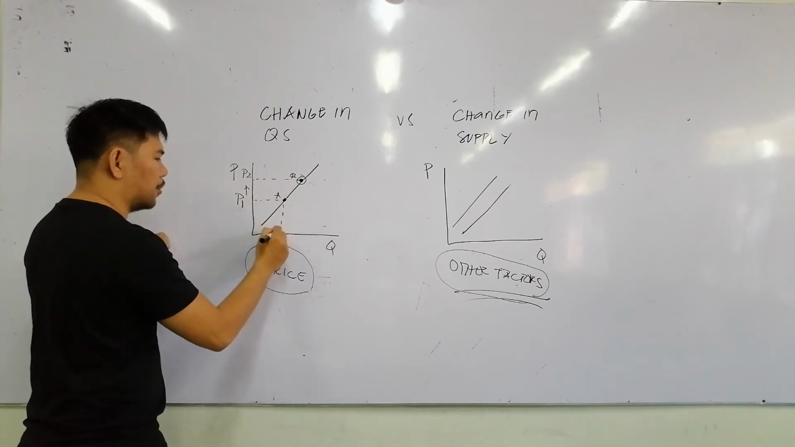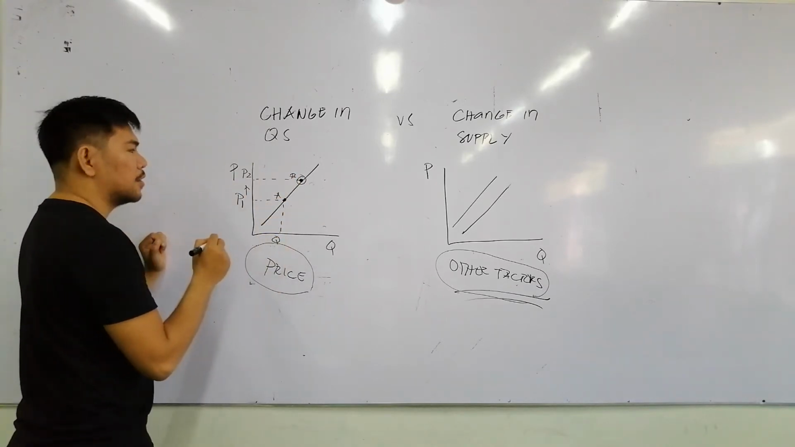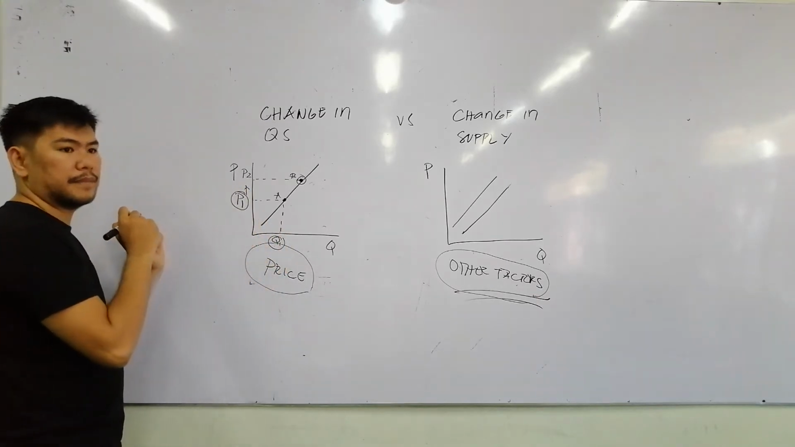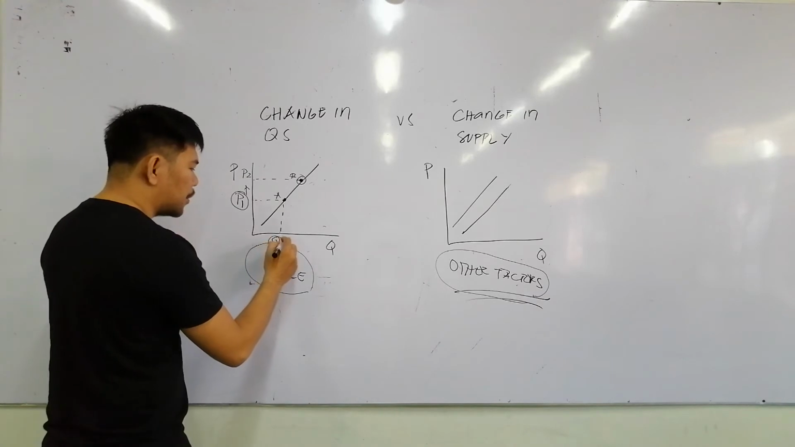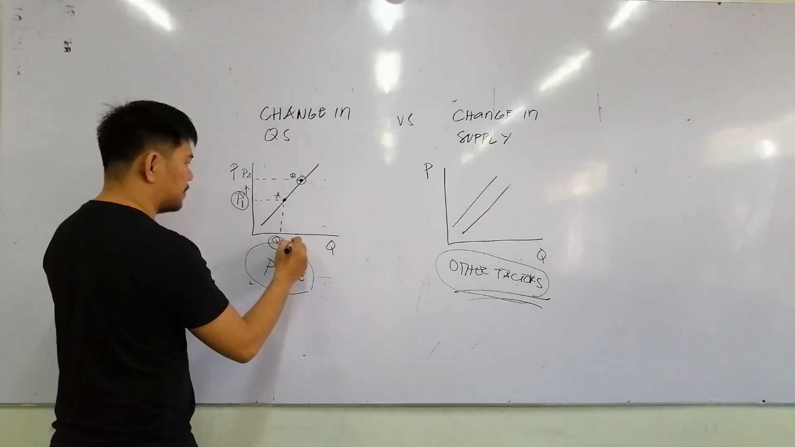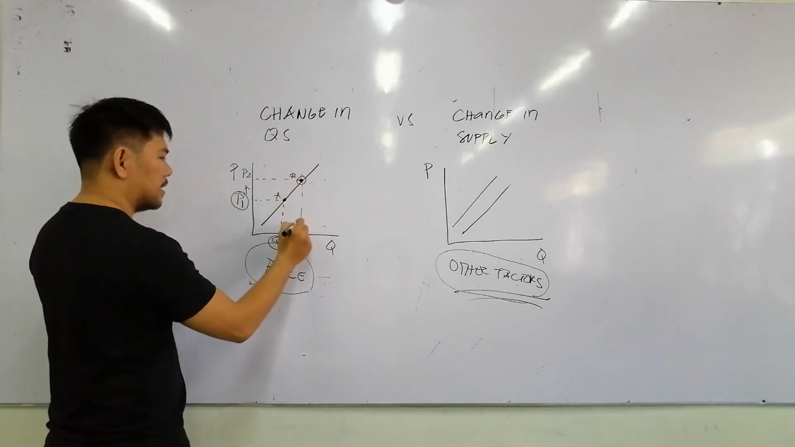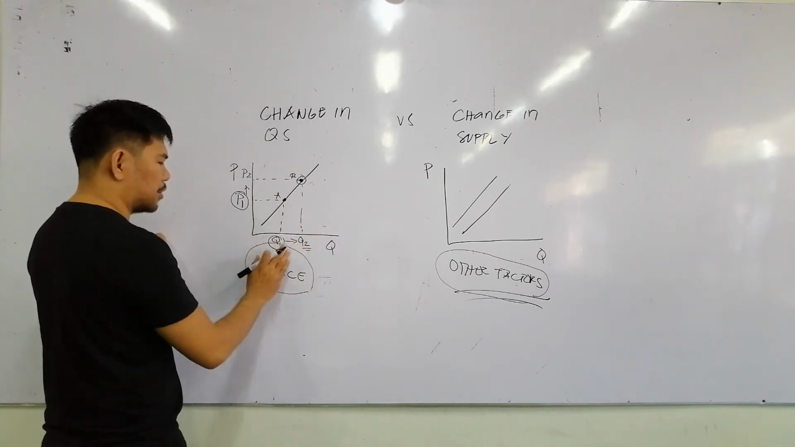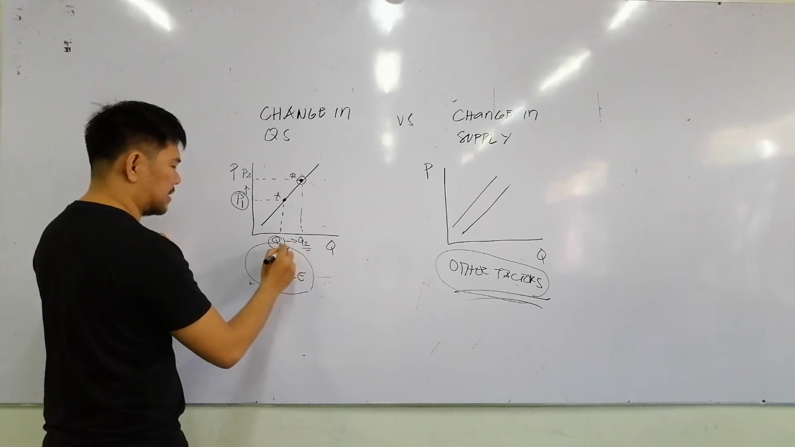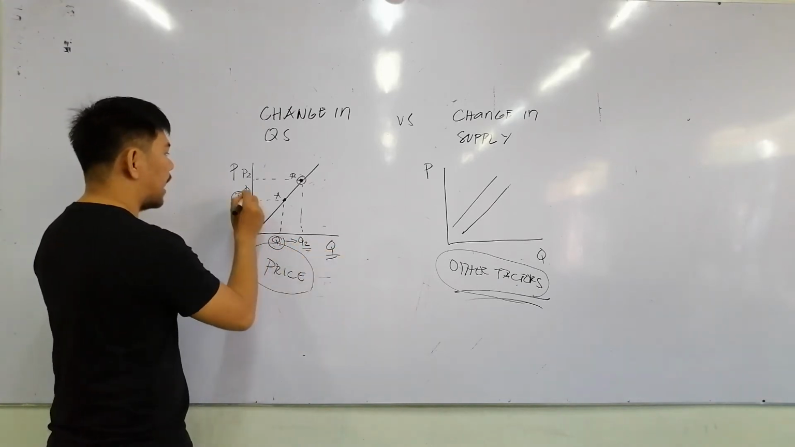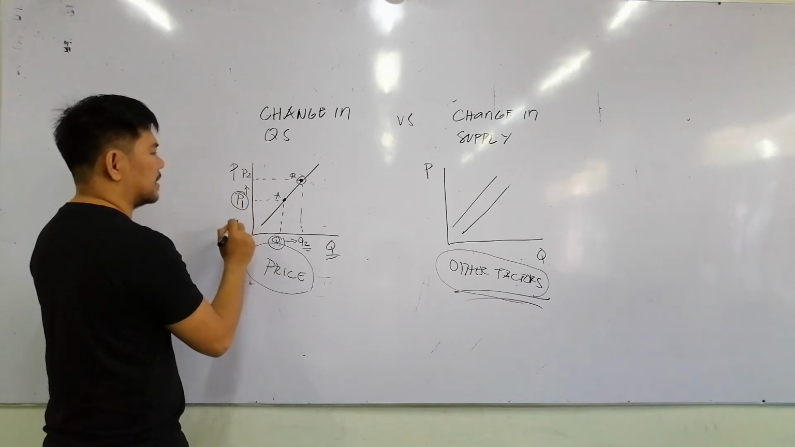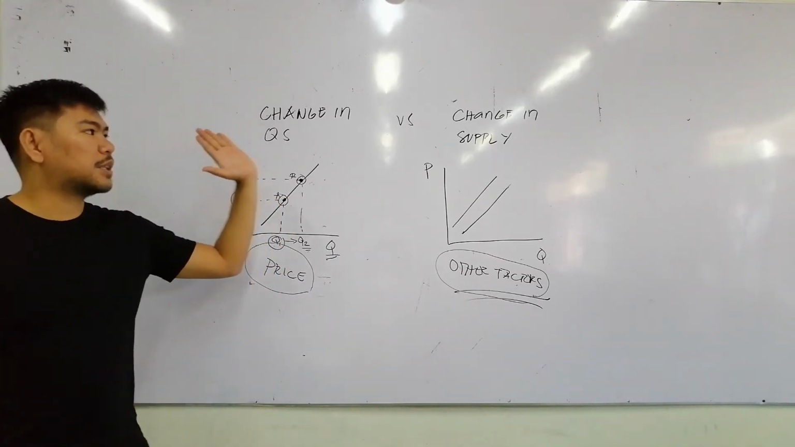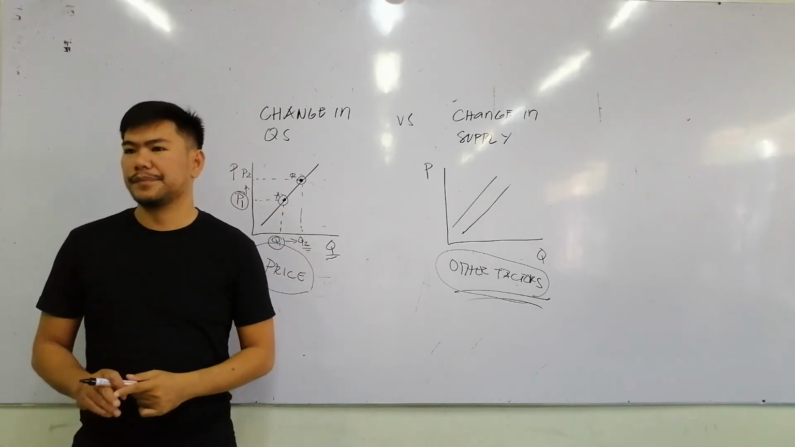The same with your Q. This is your Q1. This is your original quantity when the price is at P1. Now, your quantity increases as price increases. Let's denote this as Q2. So it goes to the right here, meaning it increases. Your Q increases as your price increases. See? Right. Now, how about change in supply?